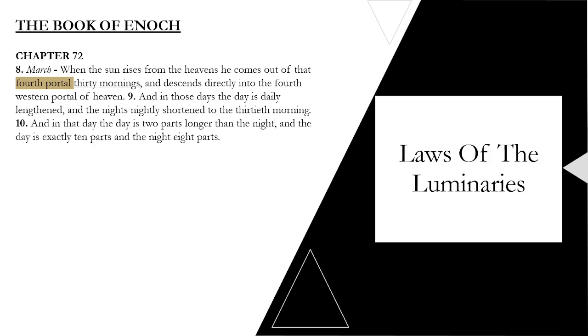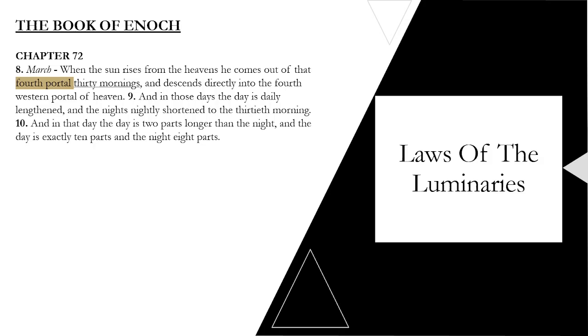The word March, you'll see, is italicized. That's because if you look in the book of Enoch in chapter 72 in verse 8, you will not see the word March. I put that there so that it will help you understand when you're reading these verses which month it's talking about. I think it makes reading this a lot easier. So I inserted the months. Just wanted to highlight that.